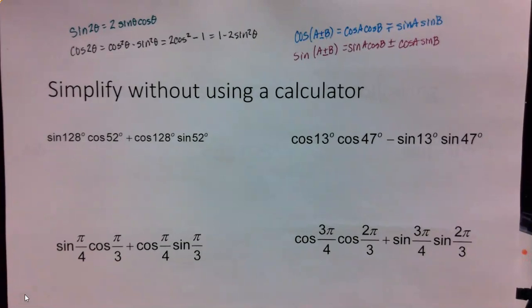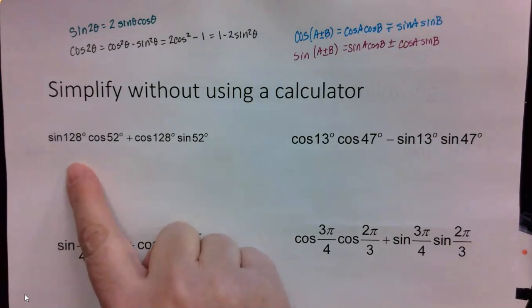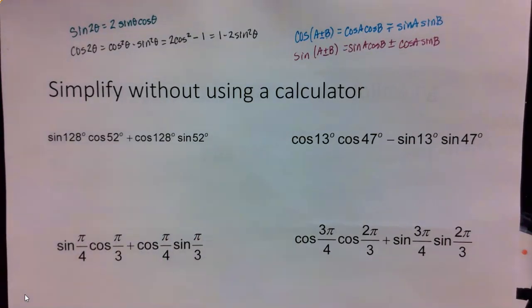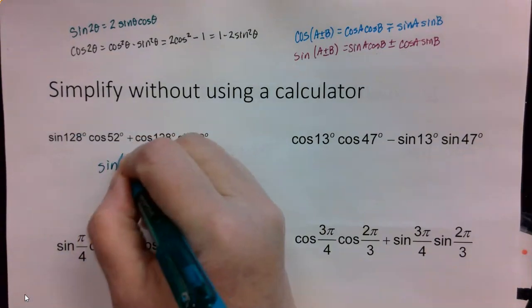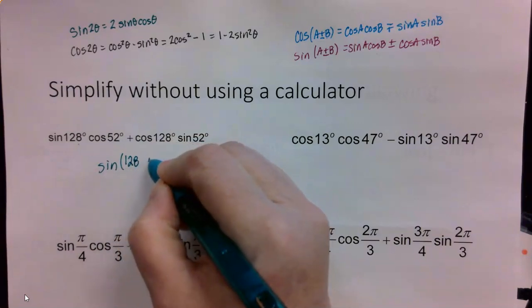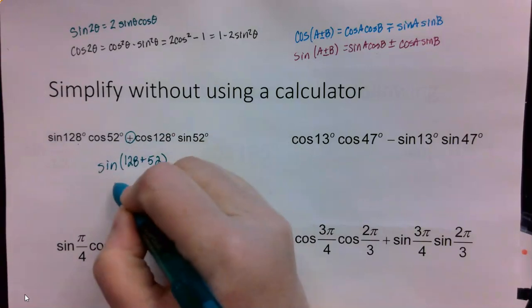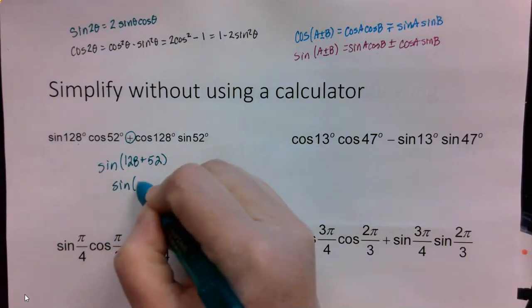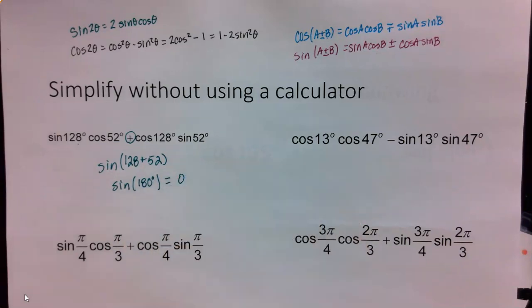So as I look at these, all of these are one of these two. So since it has sine cosine, sine cosine, it's going to be the sine. And I have 128 and 52. And since this is plus, this is plus, so that's the sine of 180, which is 0.